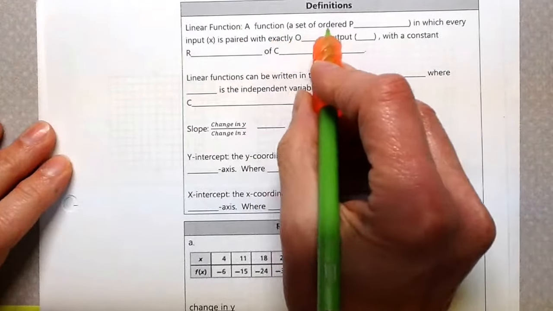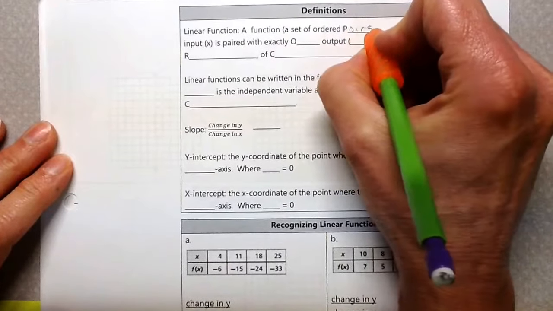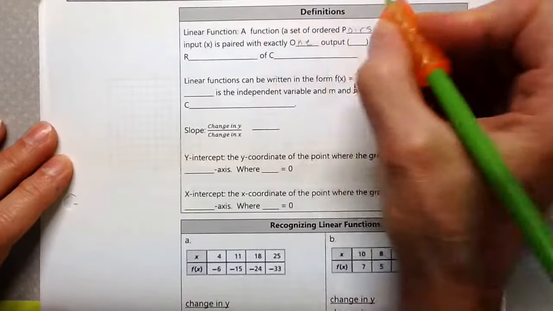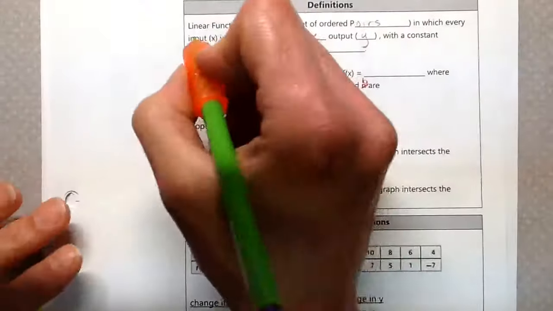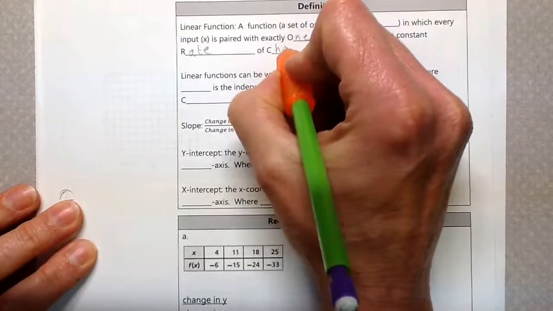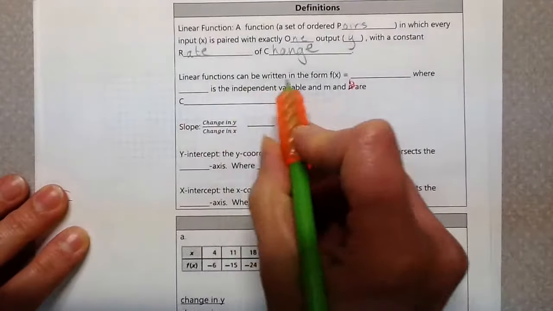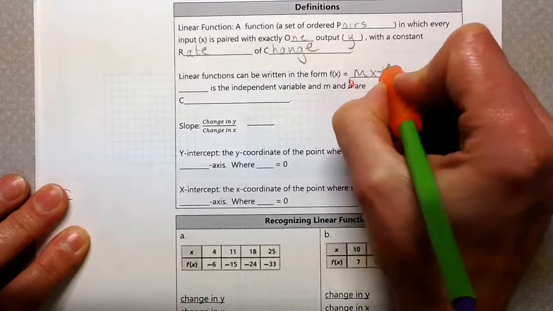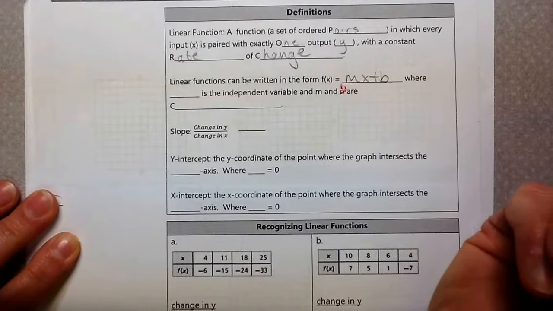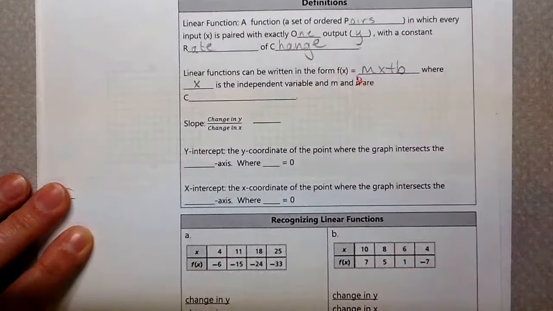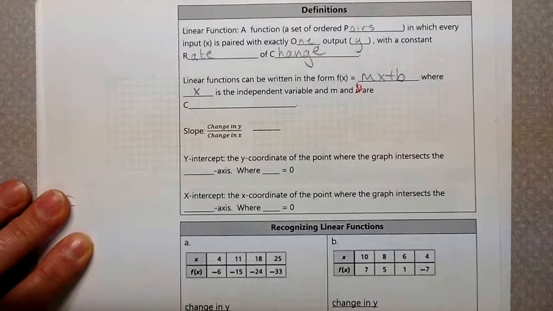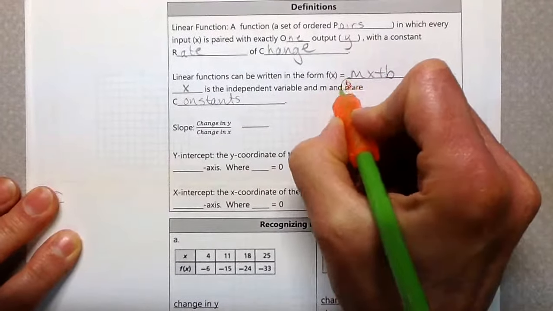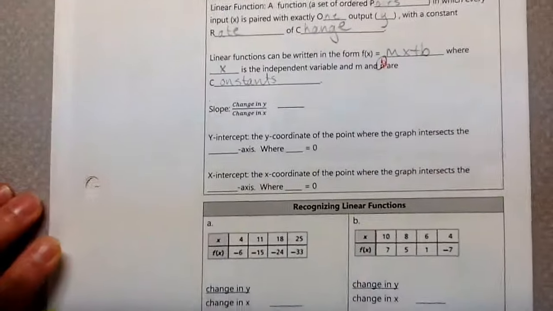A linear function is a set of ordered pairs in which every x, or the input, is paired with exactly one output, which is y, with a constant rate of change. Now, linear functions can be written in the form f of x equals mx plus b, where x is the independent variable and m and b are constants. And I just need you to make that change right there. That should read b. Okay.